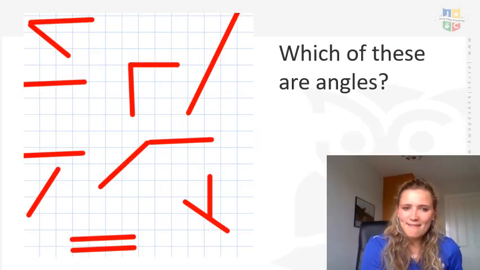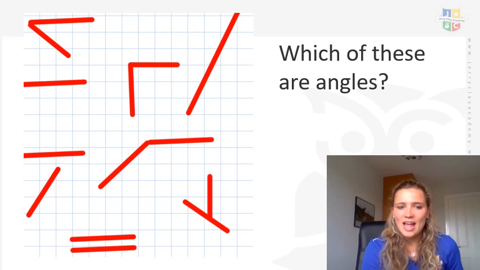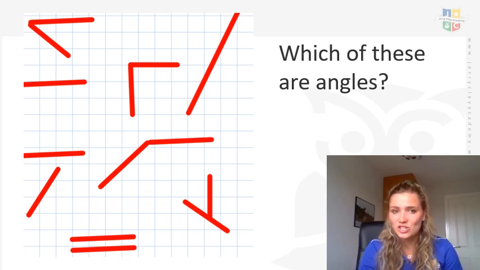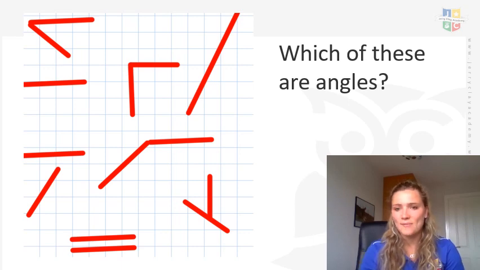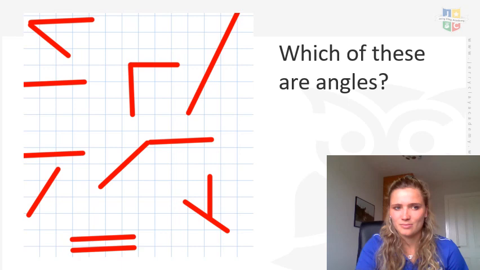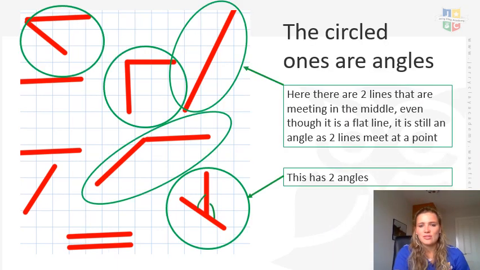So which of these are angles? Looking at the screen, can you find out or point to the ones which you think are the angles? On the next page we're going to go through and see, did you get them right? Remembering an angle is where two lines meet at a point, and it's the difference in the gap in the middle. So the circle ones are angles.